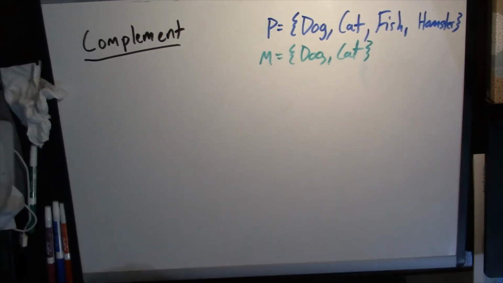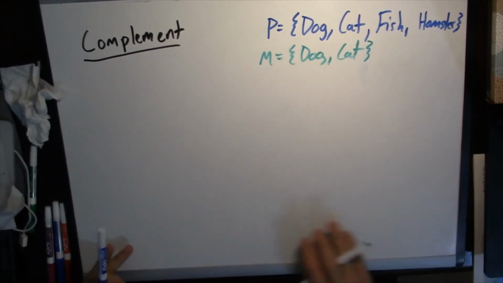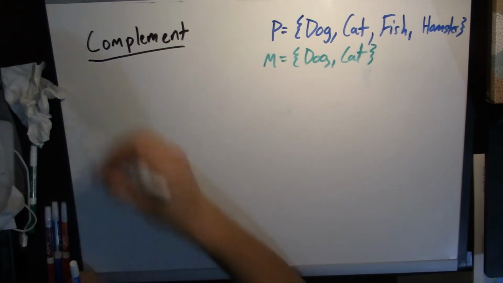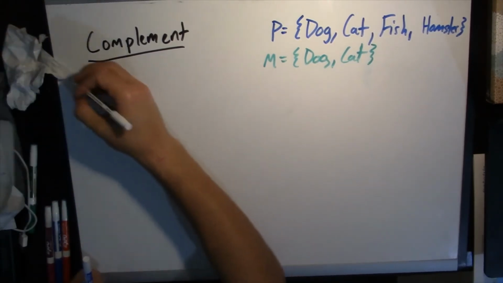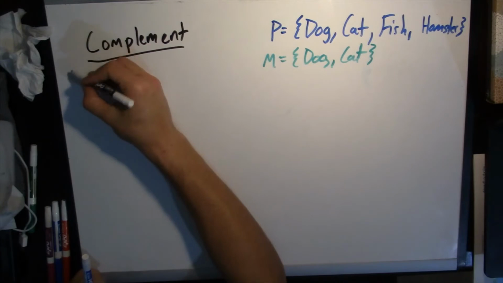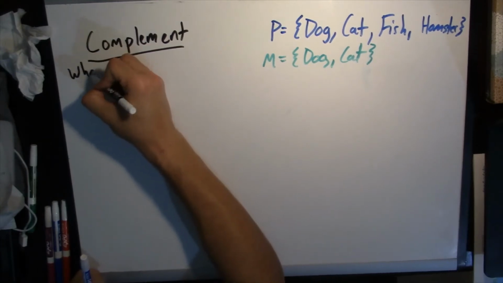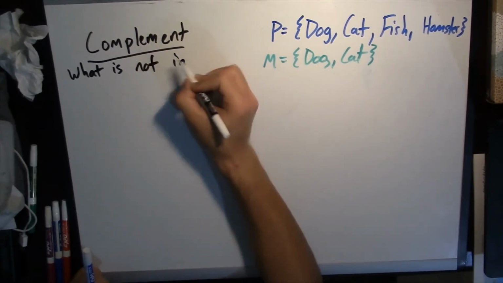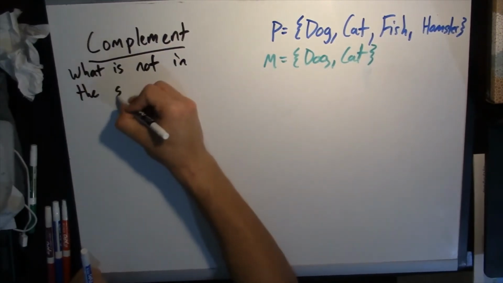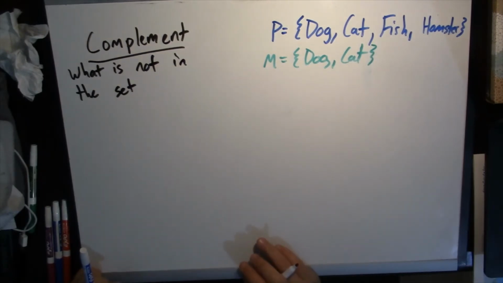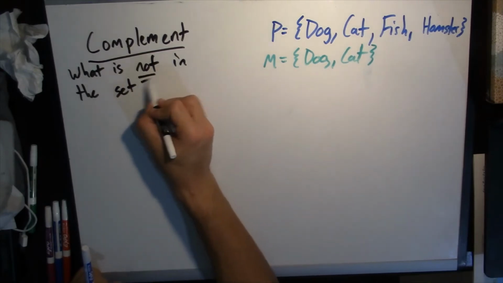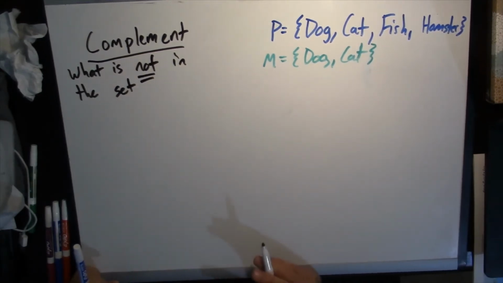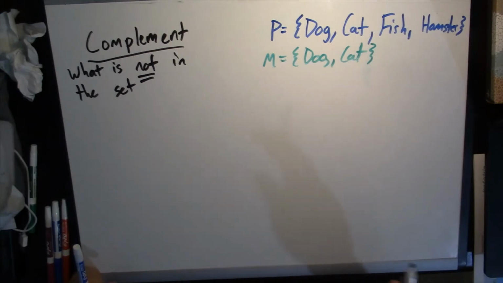When we're talking about the complement of a set, we are talking about what is not in the set. What is not in the set? So the word not is the word that goes with complement. So intersection, the word was and. Union, the word was or. Complement, the word is not.